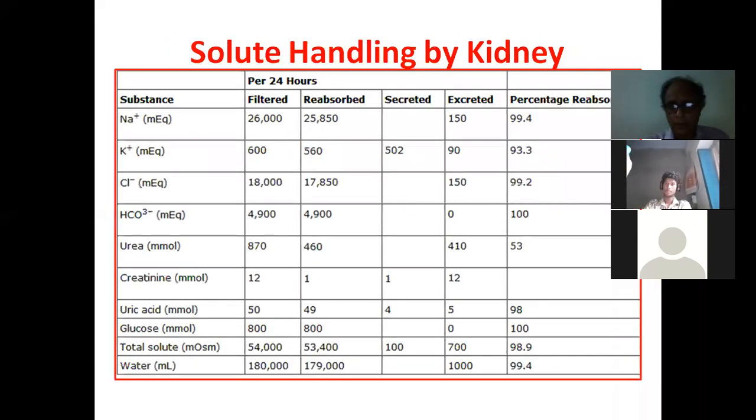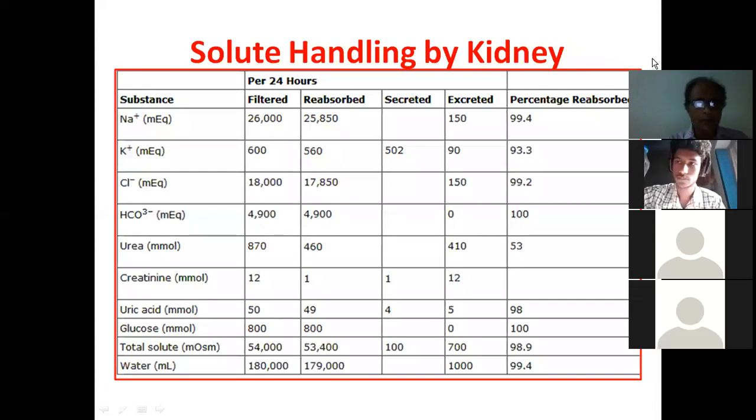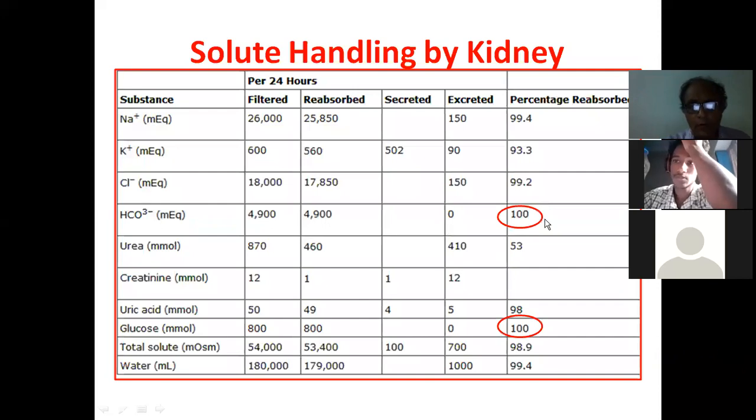So this is a picture, a chart, a table indicating the solute handling by the kidney. If you see clearly, glucose is almost 100% recovered or reabsorbed per day. Around 800 millimole of glucose is filtered, and a similar amount of glucose is reabsorbed, so excreted is almost zero. So it is 100%. It is also true for bicarbonate, and almost true for water.